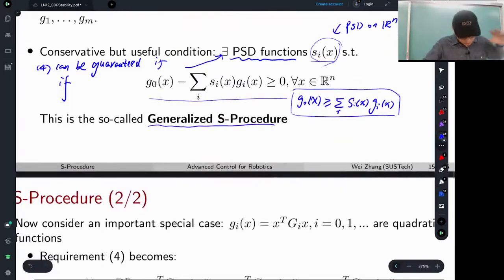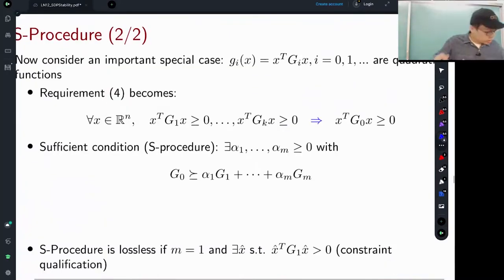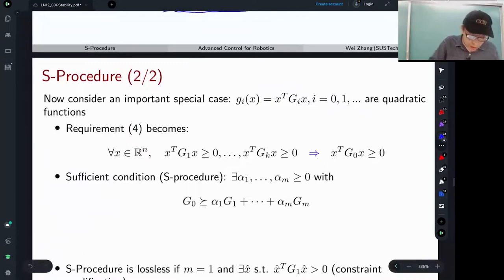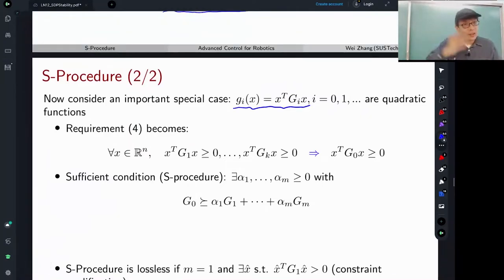Let's zoom in a little bit on the special class which we care about a lot, which is quadratic functions. Now suppose the Gi are quadratic functions. Quadratic functions can be written in this form, x transpose Gi x. In this case, condition 4 just becomes: whenever this M, G1 up to GM, are non-negative, these M quadratic functions are non-negative, then I can imply G0 is non-negative for this x.